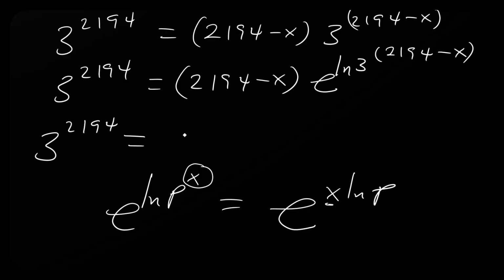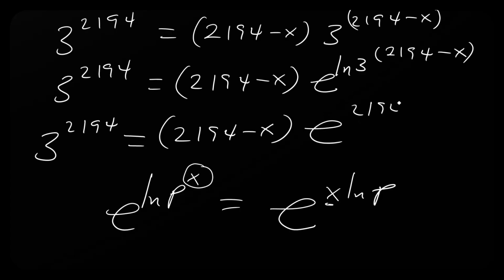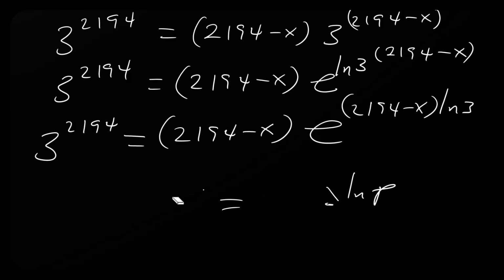3 to the 2194 minus x. Okay, so this side will be 2194 minus x ln of 3. So look at this and that. Okay, so we are almost done. Now let's check this one again. We have 2194 minus x ln of 3.